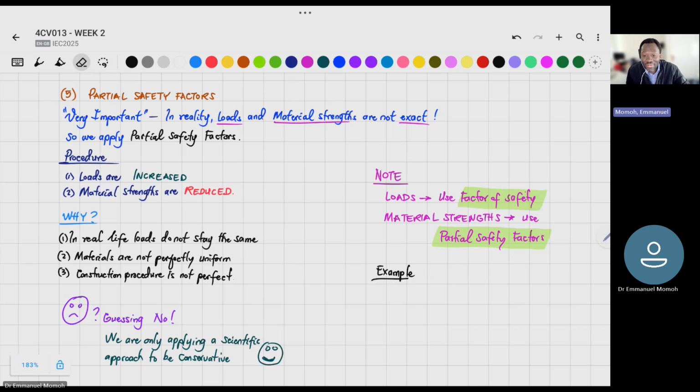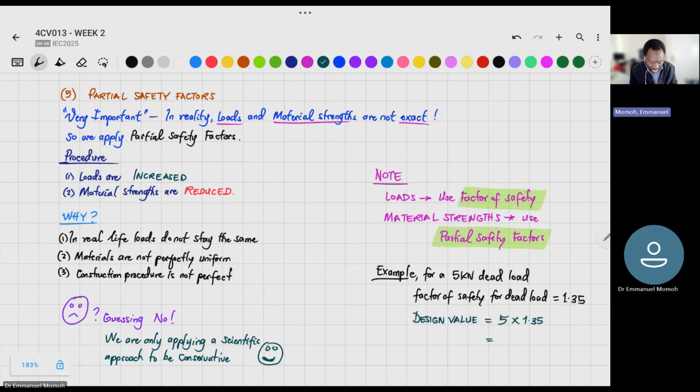So if we have a 5 kilonewton dead load, the factor of safety for dead load is 1.35. So the design value of this dead load will be the 5 kilonewton force times 1.35, which gives 6.75 kilonewtons. So this is the value that we use in our design.